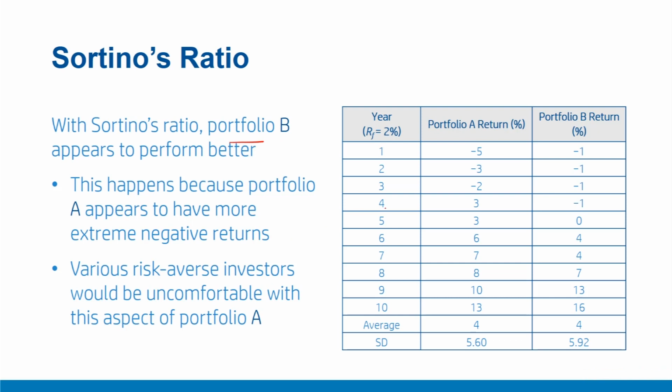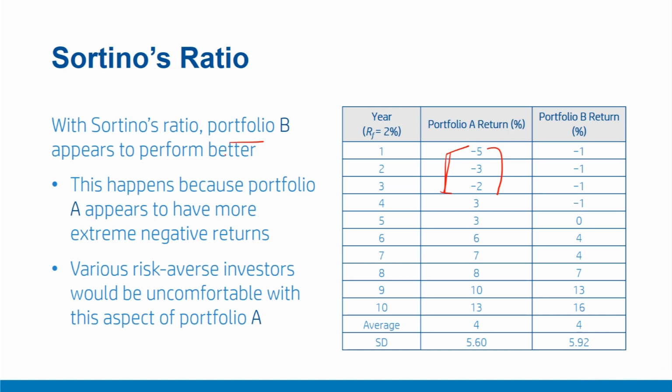This may be the case because portfolio A appears to have a lot of large negative returns, and a lot of risk averse investors would probably be uncomfortable with this kind of aspect of portfolio A. To summarize, in this video, we discussed the Sortino ratio measure. We understood it with an example. We compared the performance as per the Sharpe ratio for two portfolios A and B, as well as the Sortino ratio.